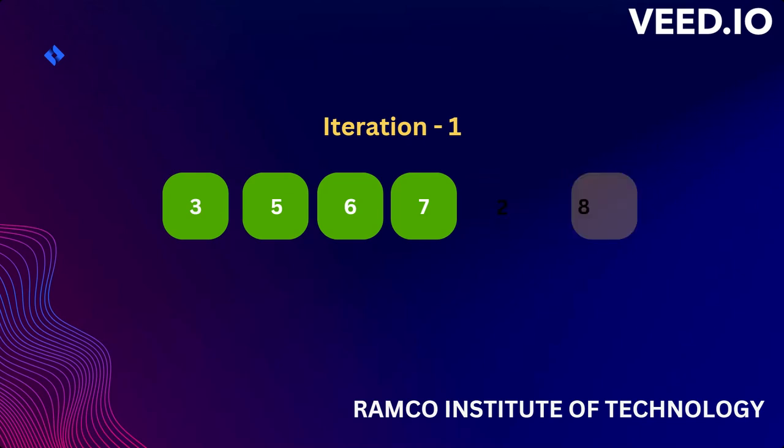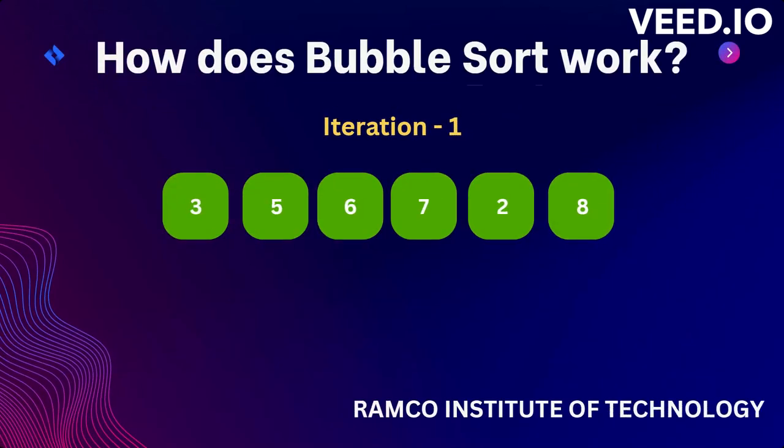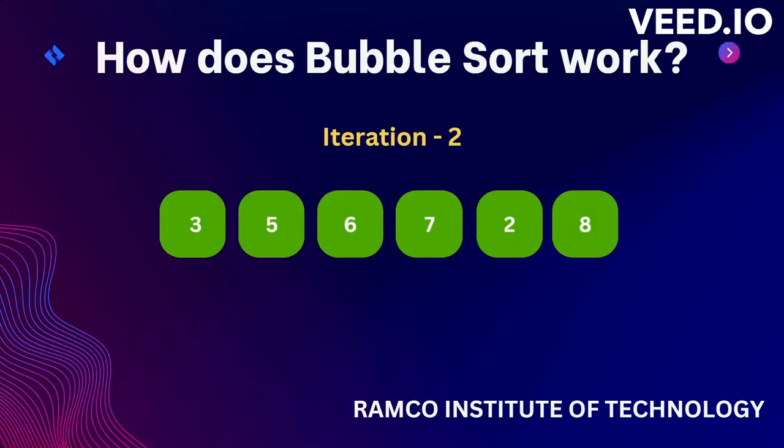Now we reach the end of iteration 1. Even now, the elements are not in sorted order. So we perform iteration 2 now. The same procedure is repeated. First two elements are compared, that is 3 and 5. It is in the sorted order, so no swapping has happened here.